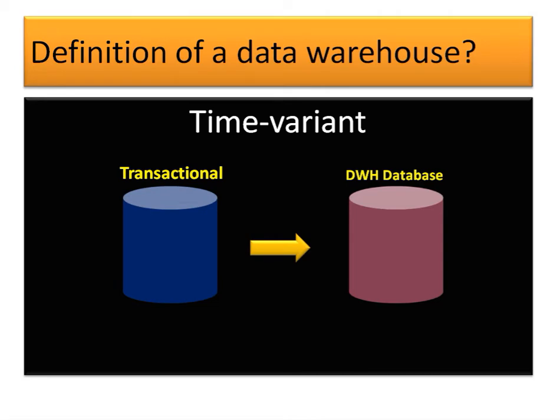And time variant. What is it? When we see the transactional database, it will contain only 50 to 90 days of data. At the maximum it will contain 1 year of data. But in the case of a data warehouse, it will have more than 10 years, or up to 10 years. It is based on the requirement and the volume of data.